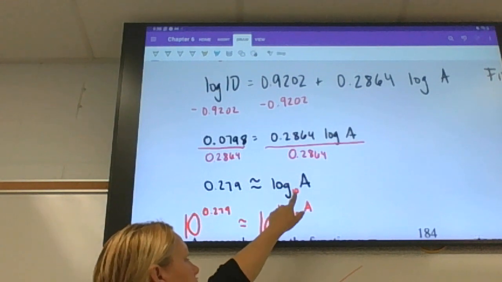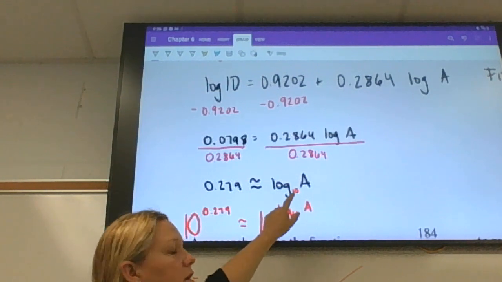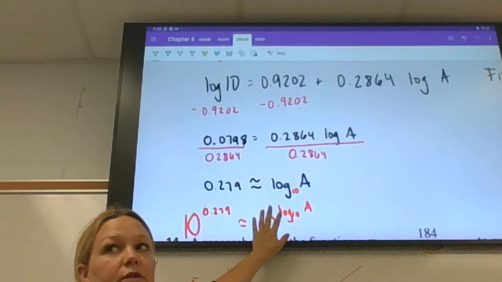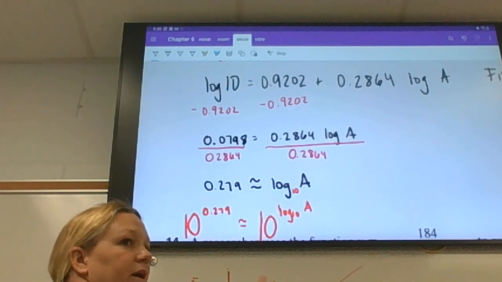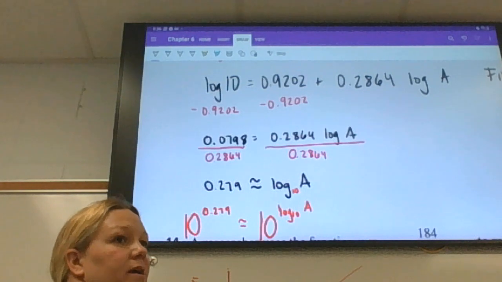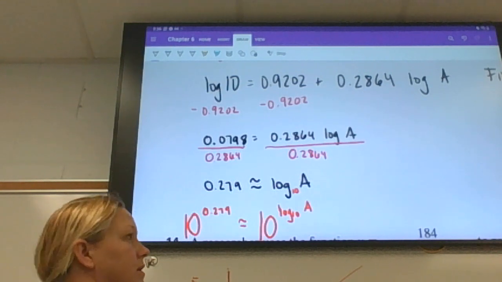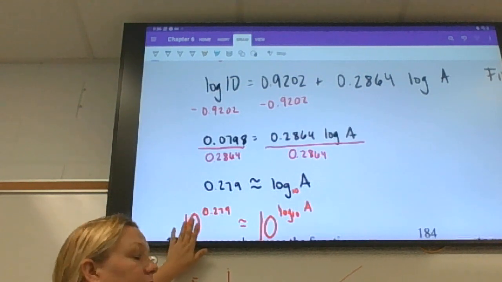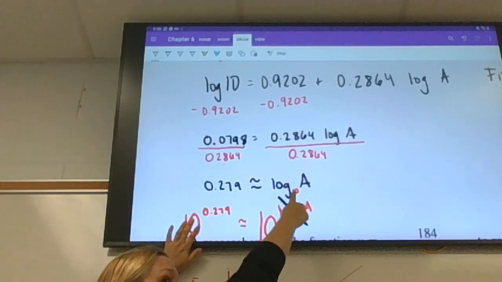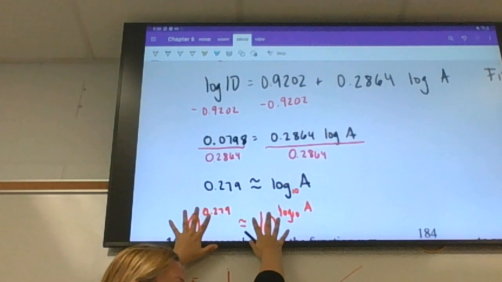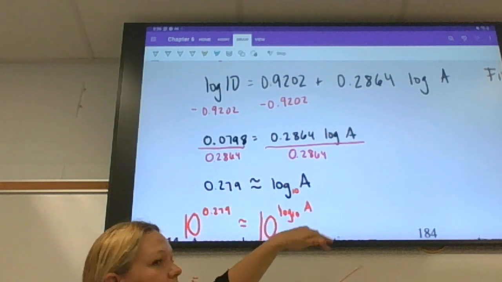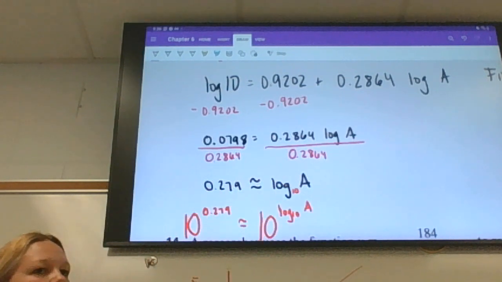This little guy? This is brand new to you. You've never done this before. I'm telling you, you're allowed to make a big base on both sides as long as it's the same base. Okay? Why did I pick 10? Because it's the base of this. So if this was a log 3, we would do a great big 3.